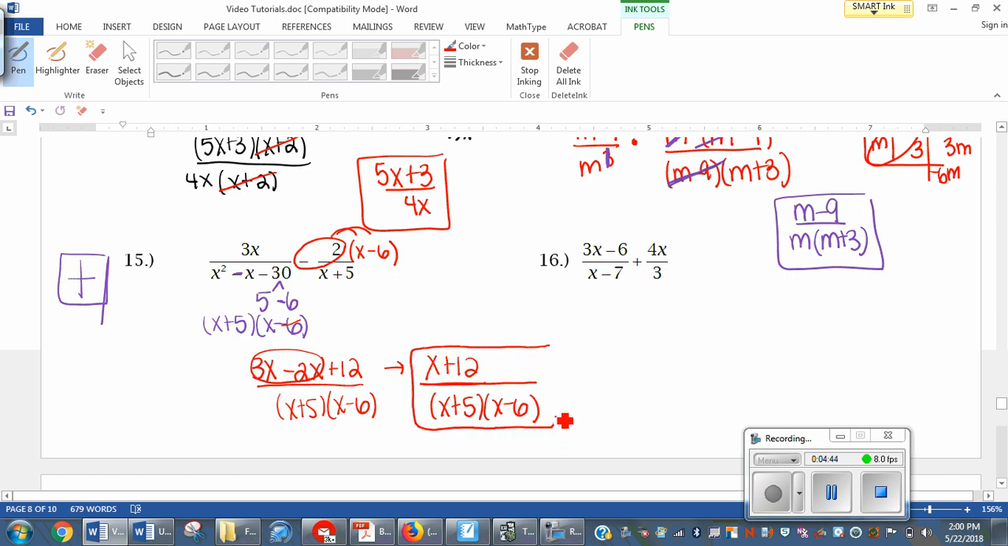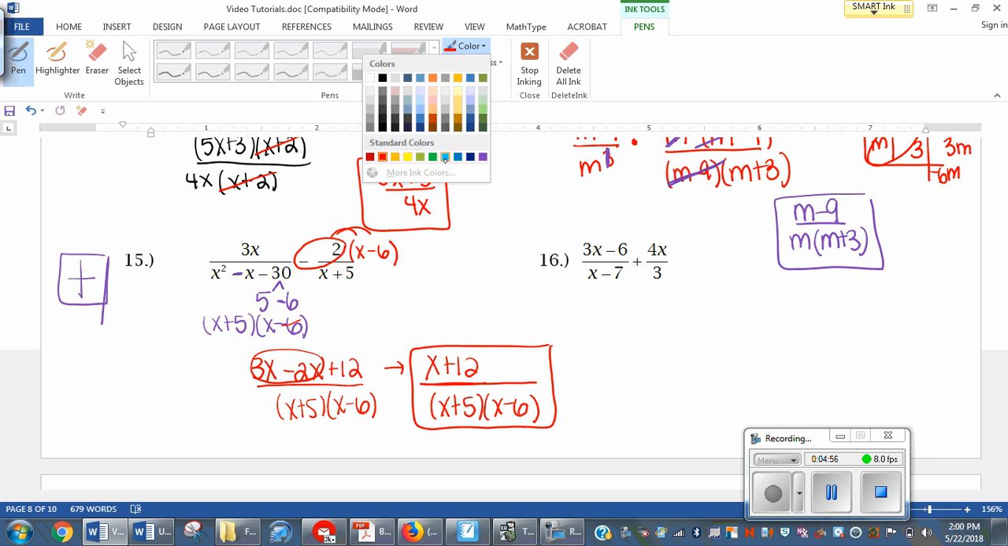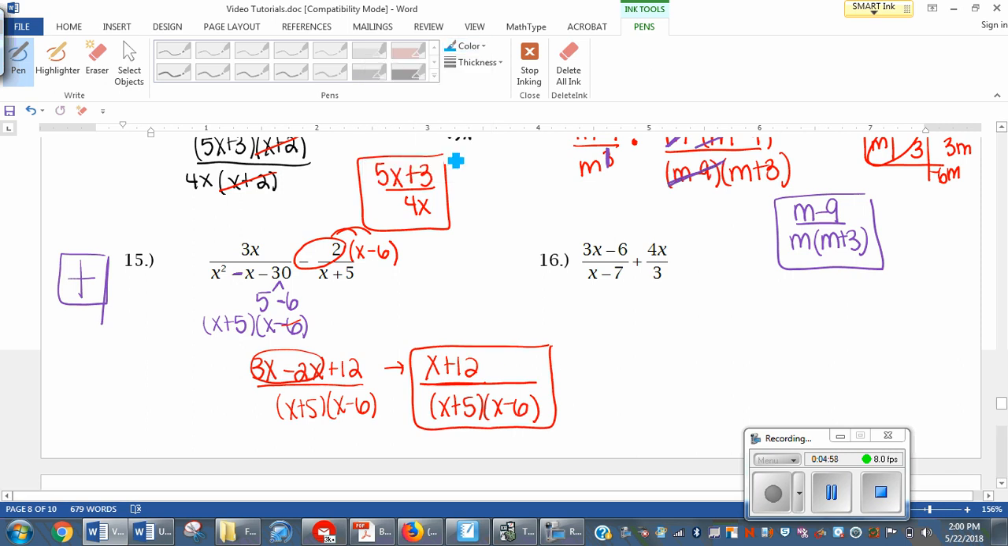So if instead of x plus 12 in the top we had x plus 5, we would still reduce and put a 1 over x minus 6. It just depends on if we can still cancel anything else out.